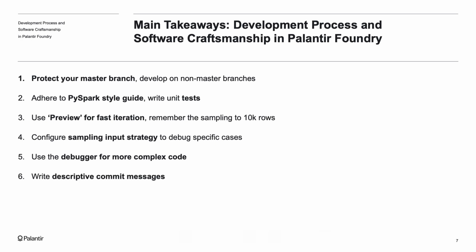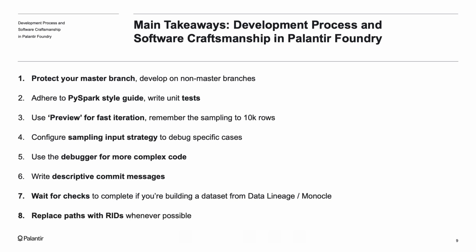Also, write descriptive commit messages that are going to help you understand better what was going on in your process. If you're building a dataset from the data lineage or Monocle application, you first need to wait for the checks to complete. Otherwise, it's going to use the old code. And finally, whenever possible, you should try to replace dataset paths with RIDs.